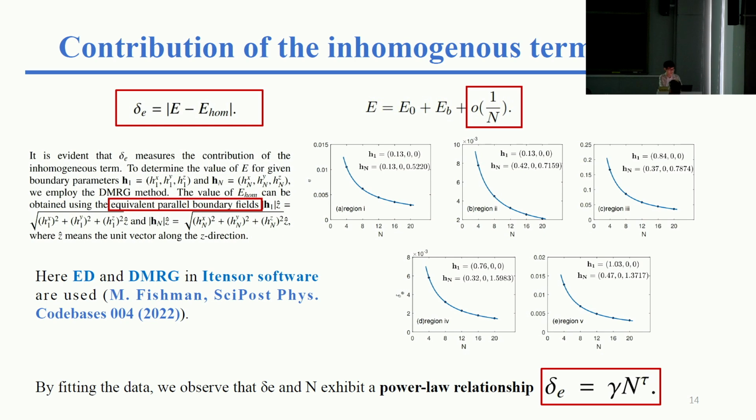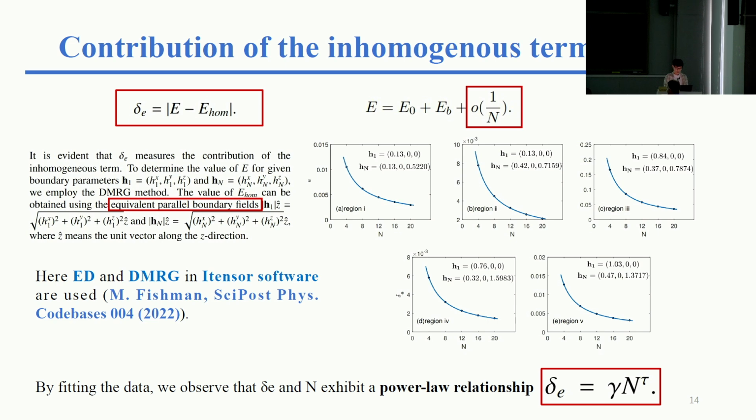We define delta E equals E minus E homogeneous. How can we give the delta E? You can choose randomly the boundary parameters, and then here we use the DMRG in the ITensor software, and we give the exact eigenvalue. Then you can give the value of the E. And next, we should give the equivalent parallel boundary fields. They share the same modulus of h1 and hn.